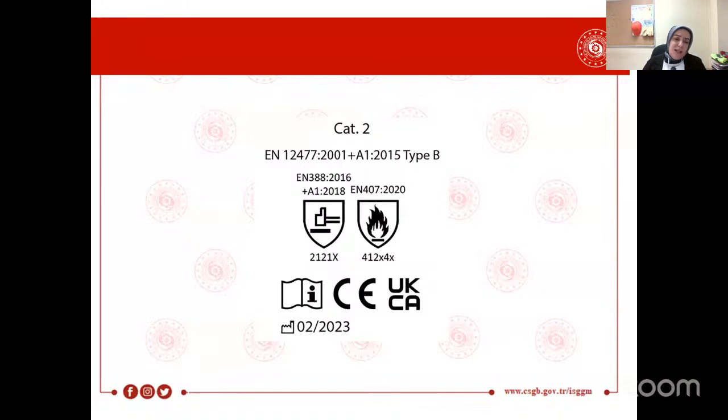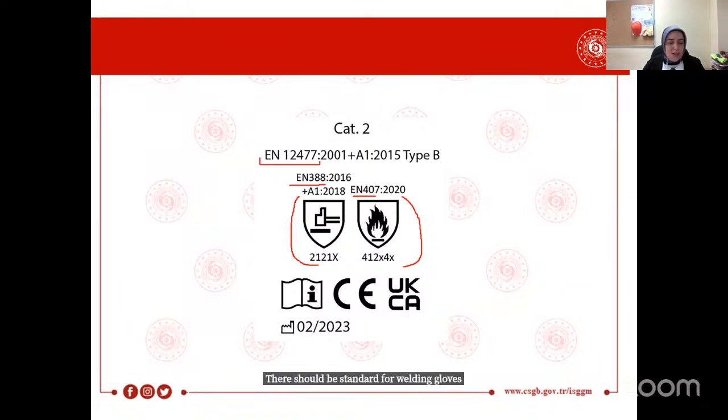Here we can see an example of a label of a welding glove. We see the mechanical risk pictogram, the thermal risk pictogram, and we see the mechanical standards and thermal risk standards. And there should be the standard for welding gloves. It's 12477. We see from here that it's a type B glove, and we see the CE mark.